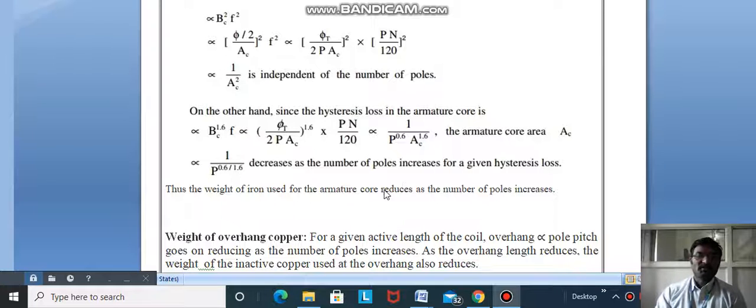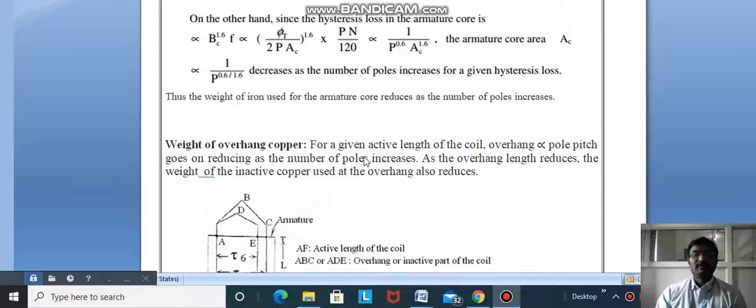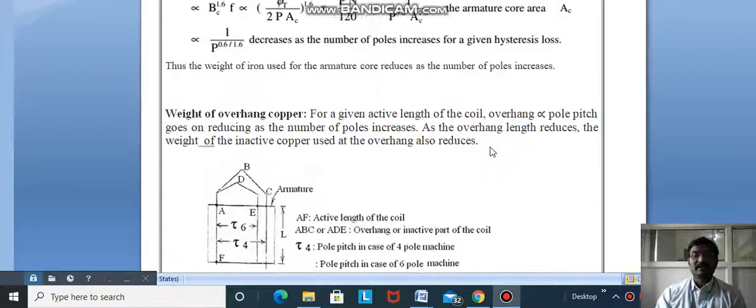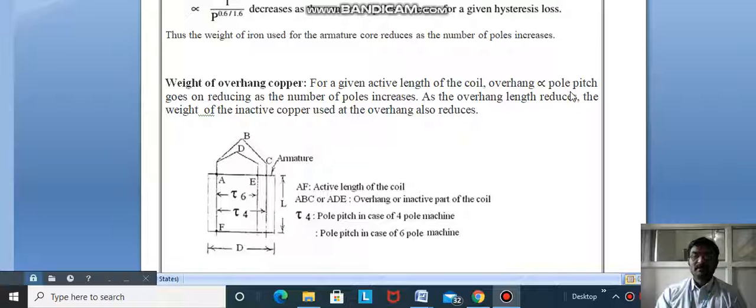The fourth one, weight of overhang copper. For a given active length of the coil, the overhang, proportional to the pole pitch, goes on reducing as the number of poles increases. As the overhang length reduces, the weight of the inactive copper used as the overhang also reduces.